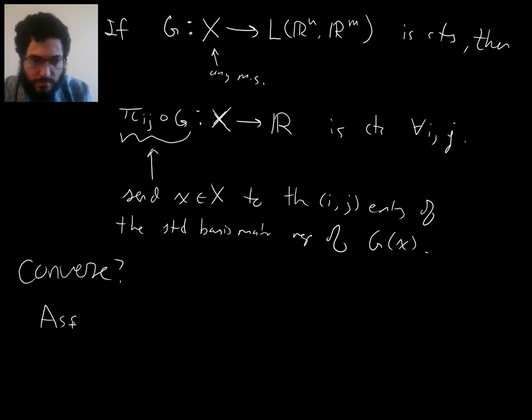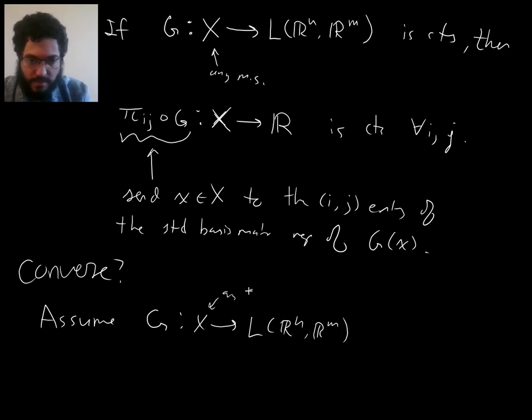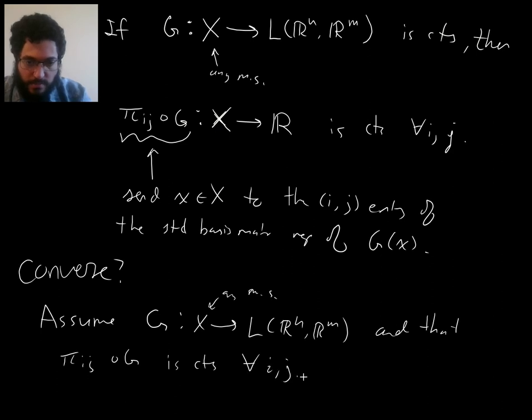So now assume G is a mapping of this type. This is any metric space. And assume that these matrix entry maps are all continuous. Then can we conclude that G is a continuous map from X to the space of linear maps? So let's look into that.